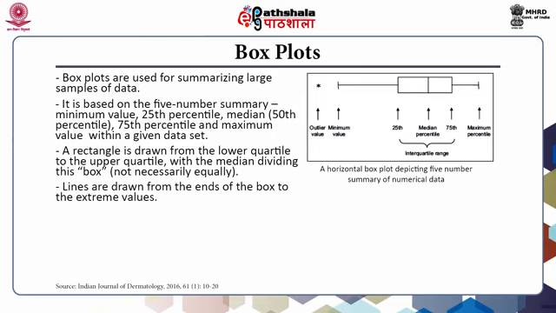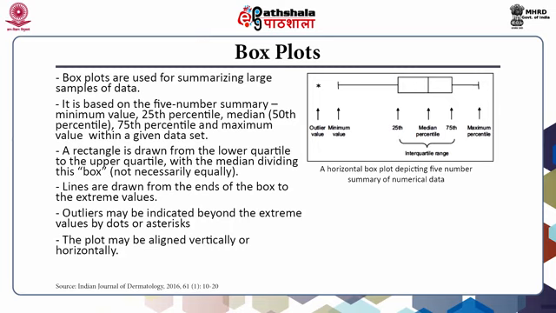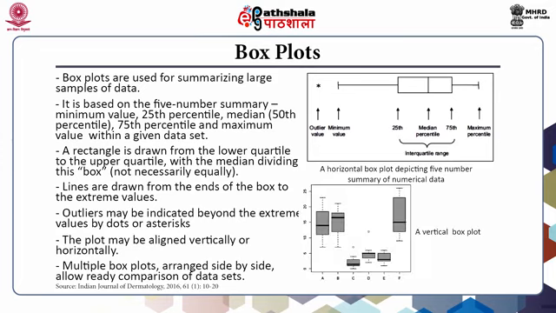Lines are drawn from the ends of the box to the extreme values. Outliers may be indicated beyond the extreme values by dots or asterisks. The plot may be aligned vertically or horizontally. Multiple box plots arranged side by side allow ready comparison of data sets. A vertical box plot is shown as an example in the figure alongside.